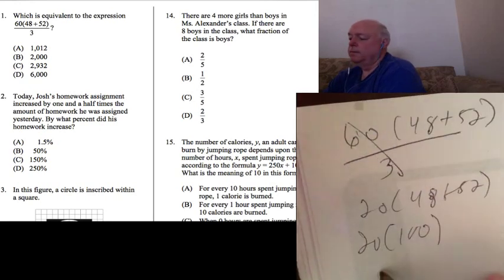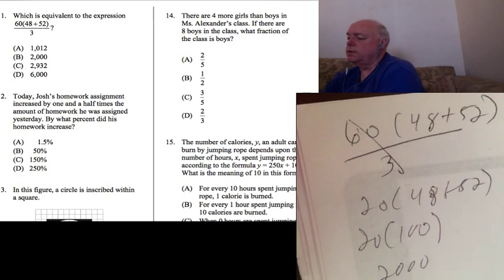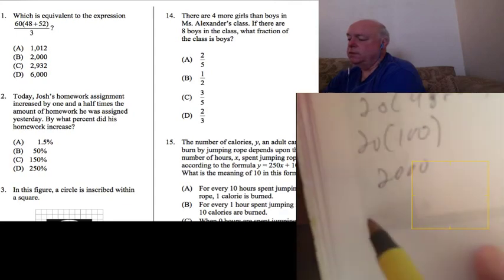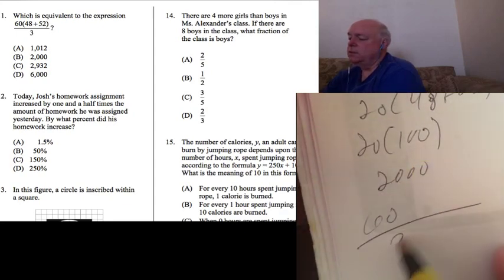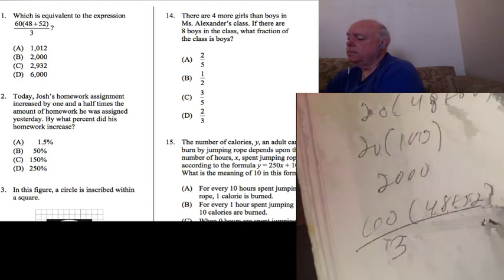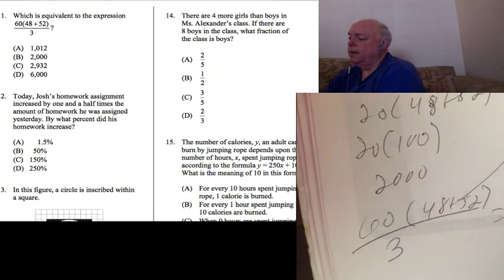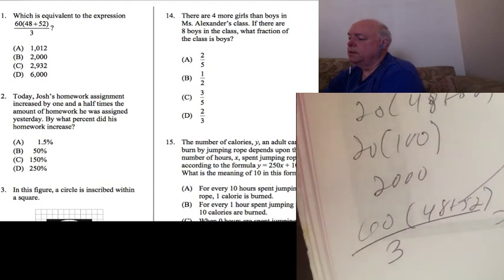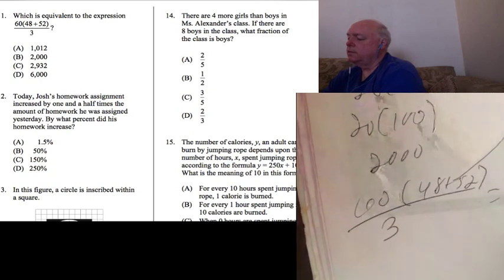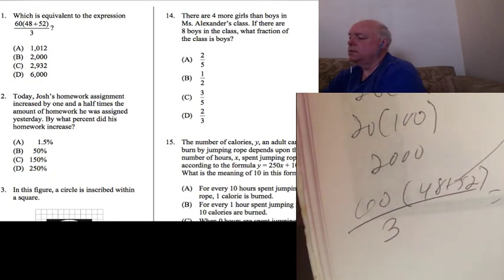All right. We could have also postponed this division up here. So let's look at that. We have 60 over 3. 48 plus 52. So we still have to do this addition. So we would get equals 60 times 100 over 3. And that would become 60 times 100. We should get 6,000 over 3. And then do the division at the end and get to 2,000. So we tried it 2 different ways, and we still got the same answer. All right?